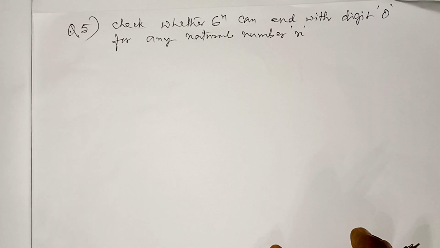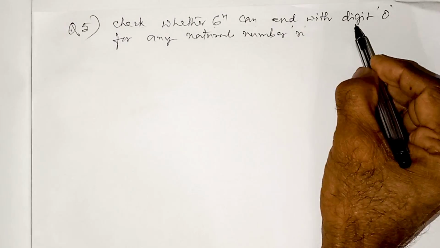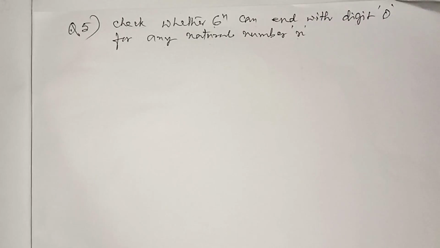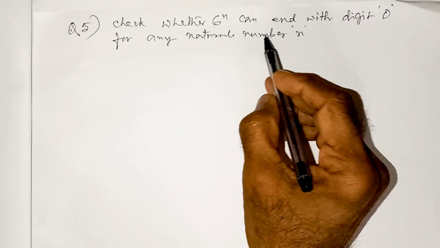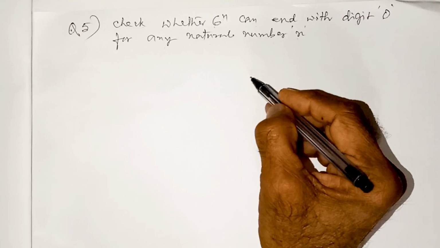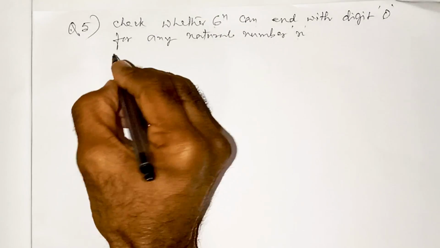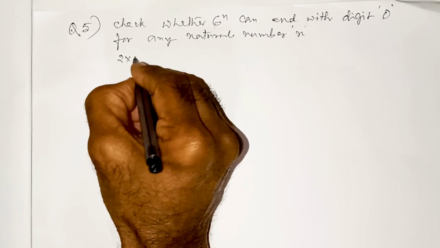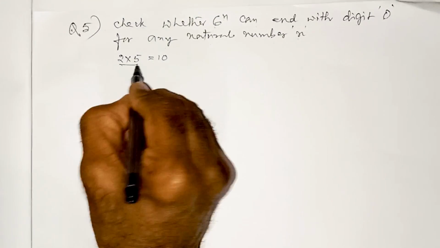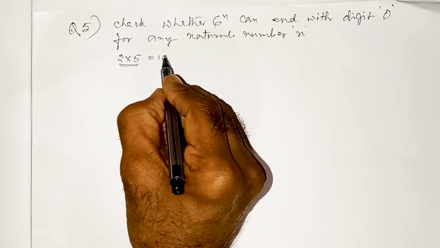Question number 5 says check whether 6 to the power n can end with digit 0 for any natural number n. By saying this, you may get a bit confused how to find out the answer for this. It is very simple. All you need to do is, you know very well, to get 0 for any number, you need to have 2 into 5, which is equal to 10. If you have this pair in any given number, then you can expect 0 at the end.